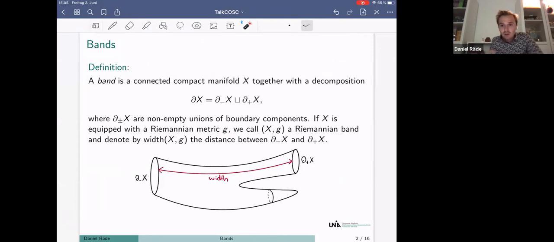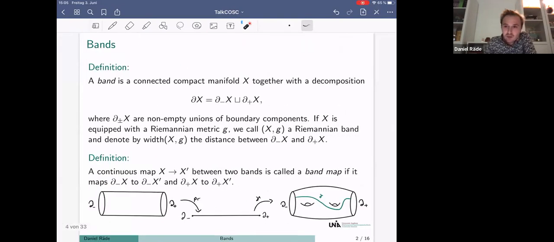And then one invariant that we're very interested in is the width. And that is just the distance between ∂₊ and ∂₋. So if you have a compact connected Riemannian manifold, you will find a shortest geodesic connecting the left and right boundary components. And the length of that will be the width.